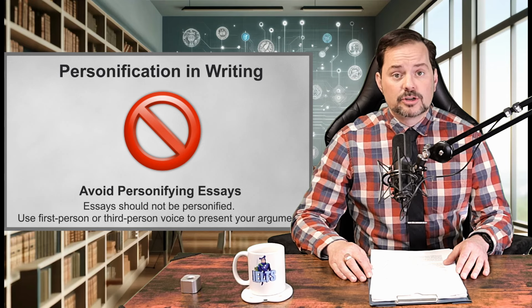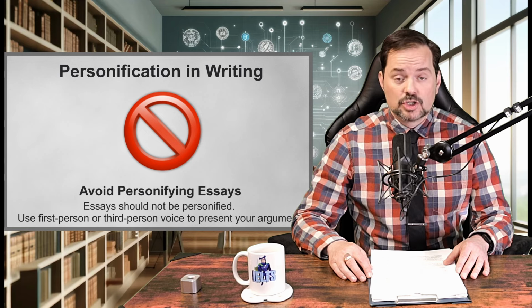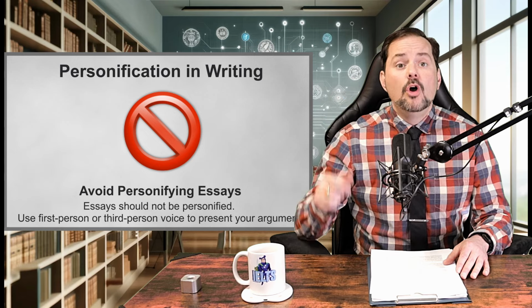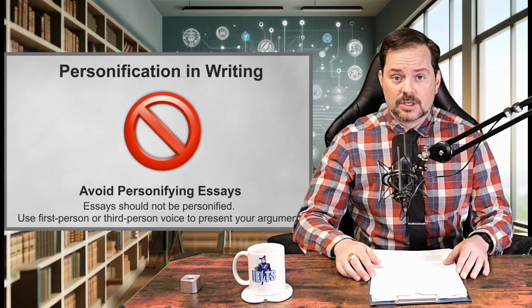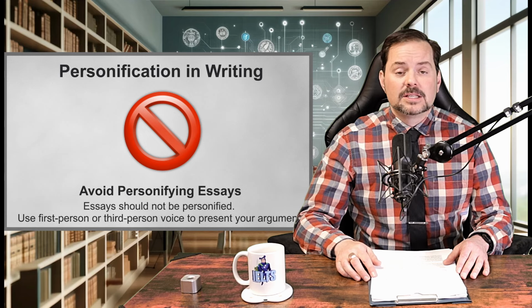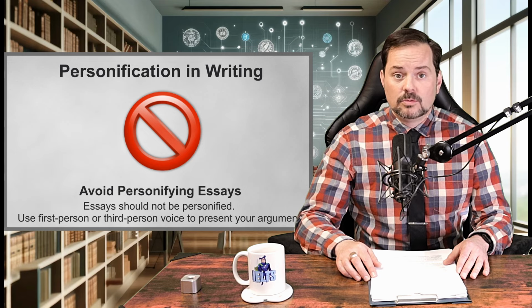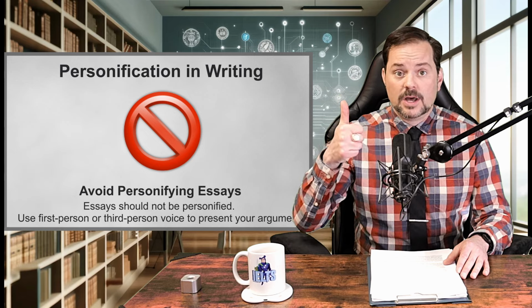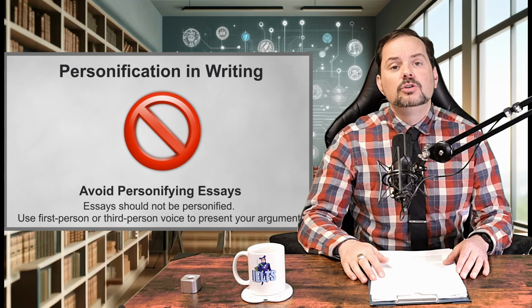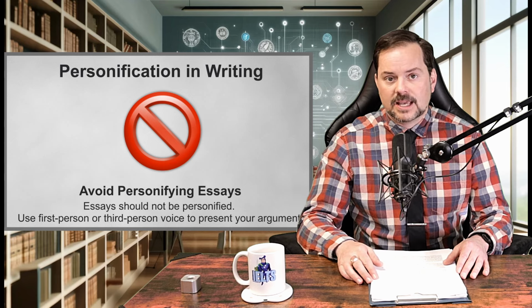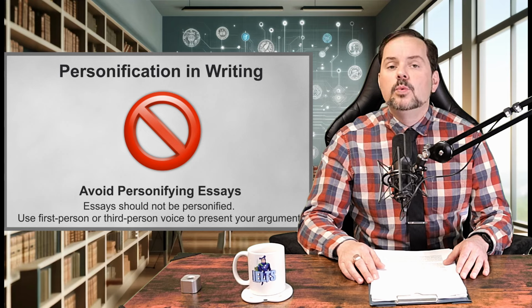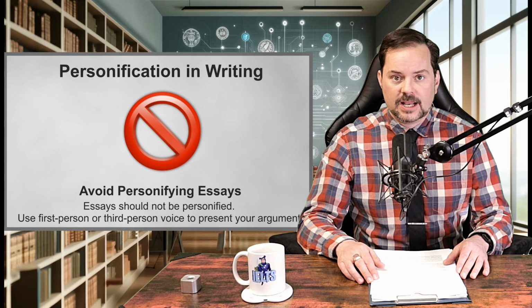Either use the first-person voice: I believe the reasons scientific research should better human life first are point 1, point 2, or use the third-person voice: the two clear reasons that scientific research should focus on improving human life are point 1 and point 2. But do not personify the essay. This is considered a weaker form of writing.